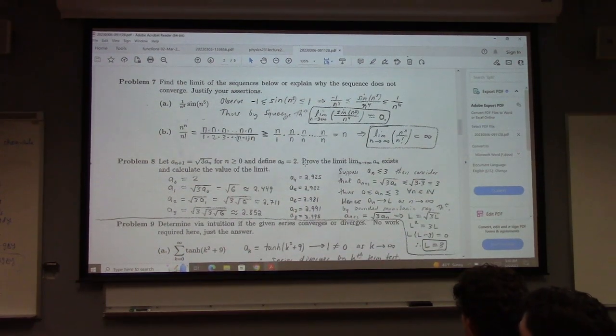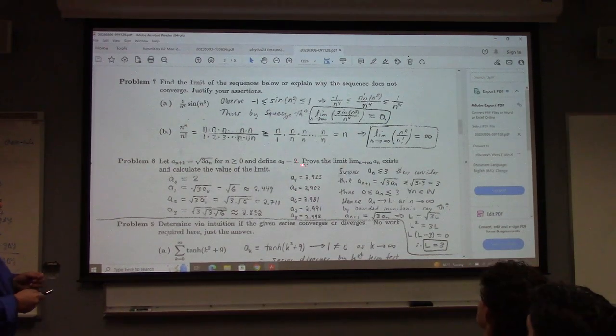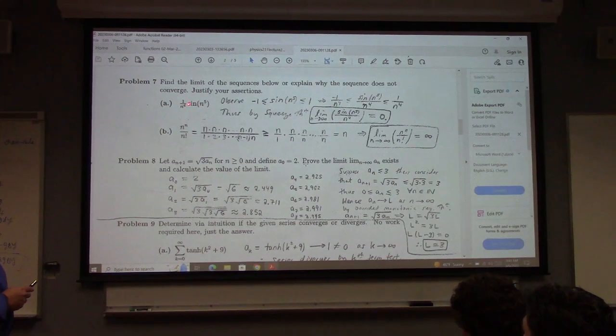But in contrast, for problem 7 and problem 8, I said show your work. I was pretty in your face about it. The word prove appeared somewhere here. Oh, here. Now this one is just a squeeze theorem, so it squeezes to 0.